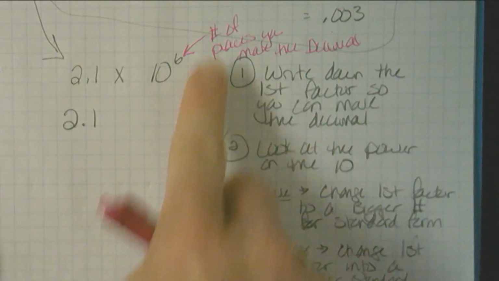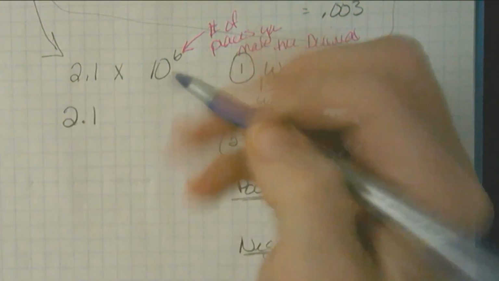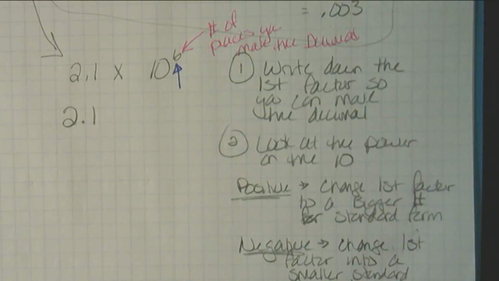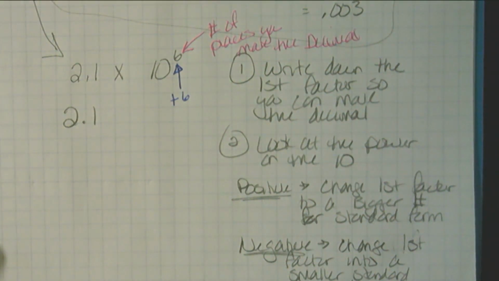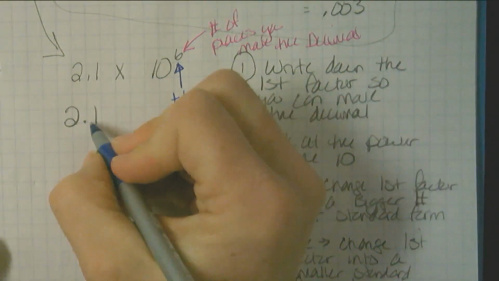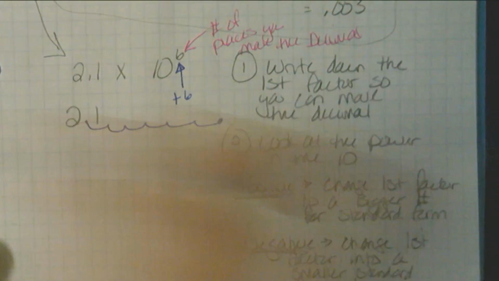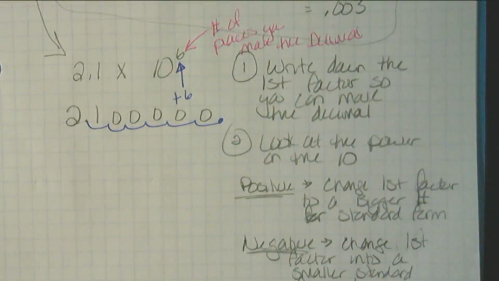So someone tell me, is the power on my 10 a positive or a negative? Addison? That's a positive 6, right? So that means that I need to move my decimal 6 places. Which direction am I moving my decimal 6 places to make that first factor bigger? Addison? To the right. So 1, 2, 3, 4, 5, 6. And now anywhere that I have one of those little jumps, I fill it in with zeros.